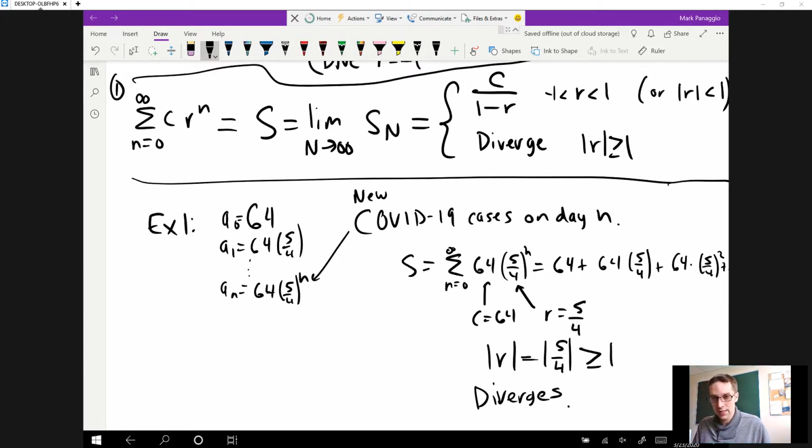All right, so that is consistent. And again, that makes sense. If you have more new cases each day than you did the day before, there's no way you can end up with a finite number. Eventually, that pattern is going to have to change.